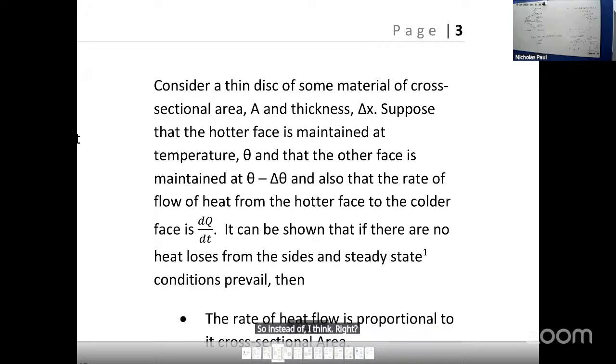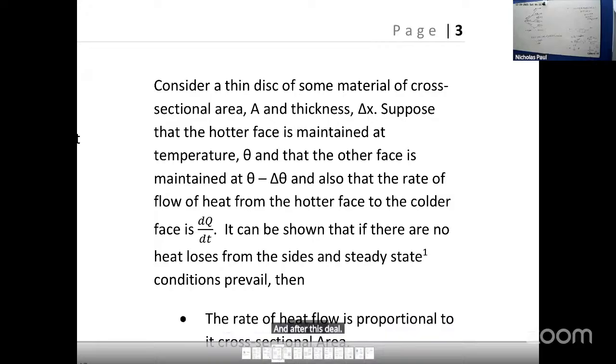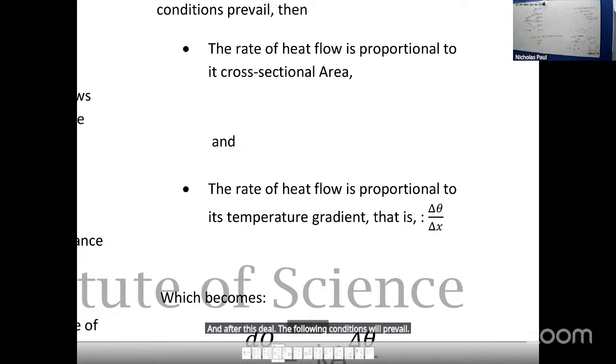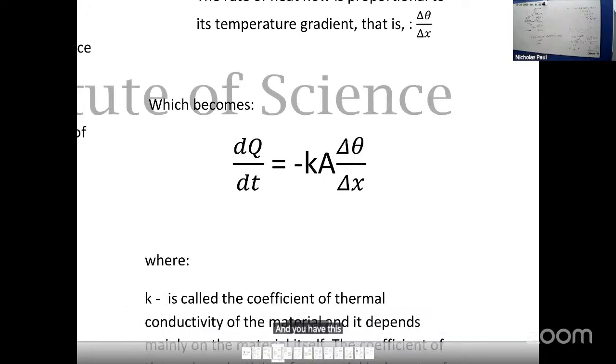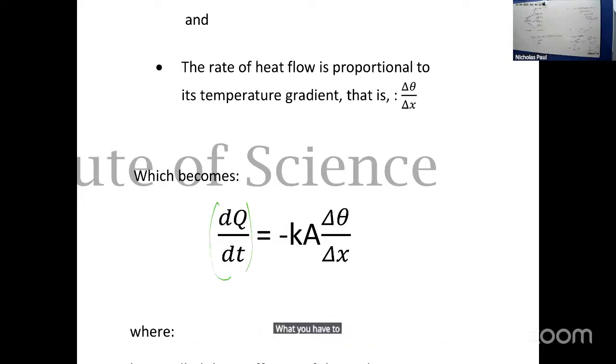It can be shown that if there are no heat losses from the sides, and at steady state, the following conditions will prevail. The rate of heat flow is proportional to temperature gradient. We talked about that already. And you have this nice little formula here, right? As I said, you don't have to worry about this differential part. That's just the rate, right? What you have to focus on is that that is power. This is the thermal conductivity, area, temperature gradient. All right.